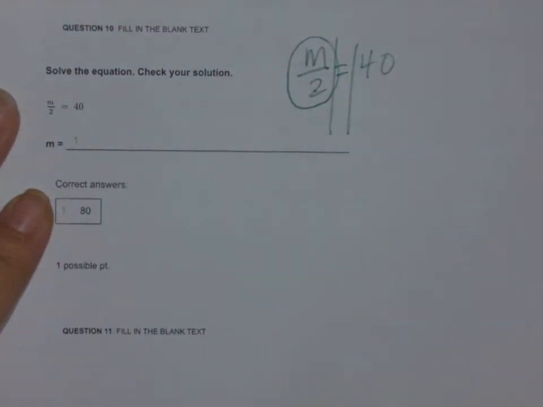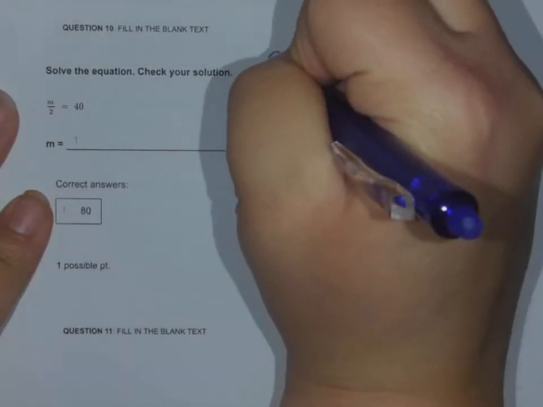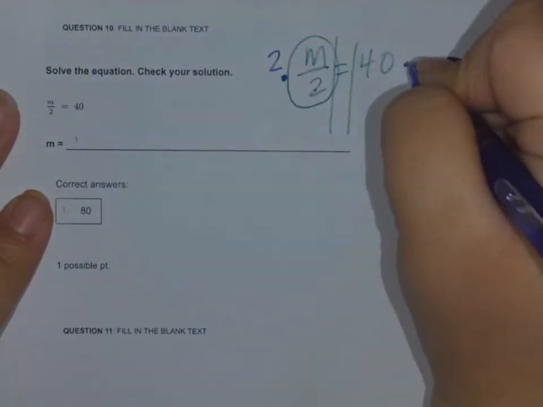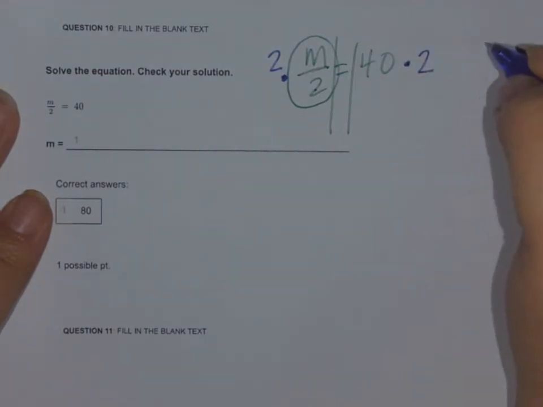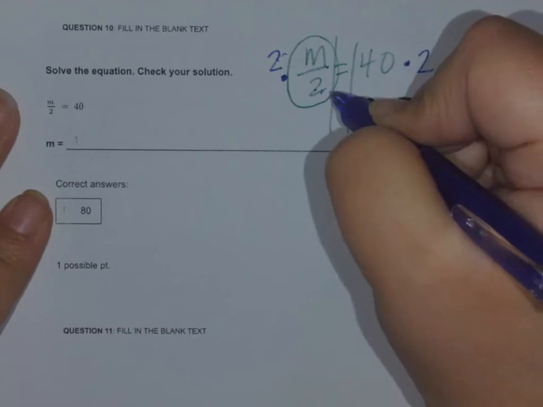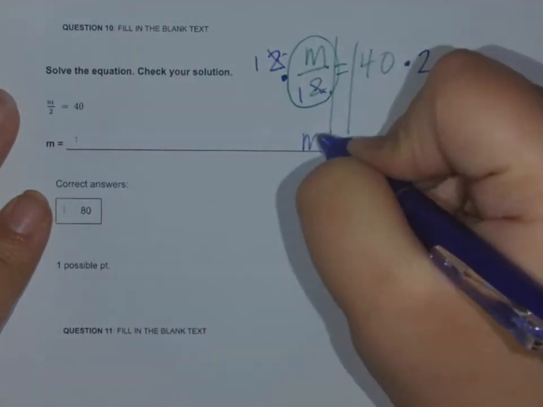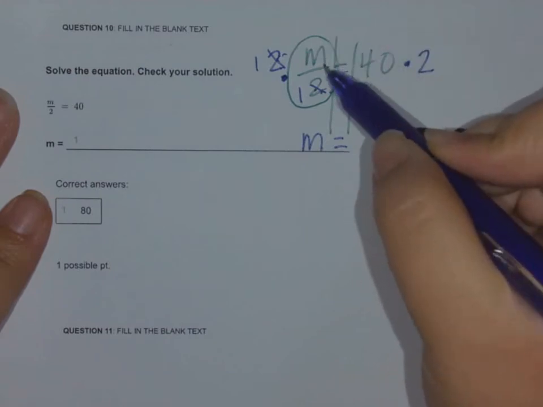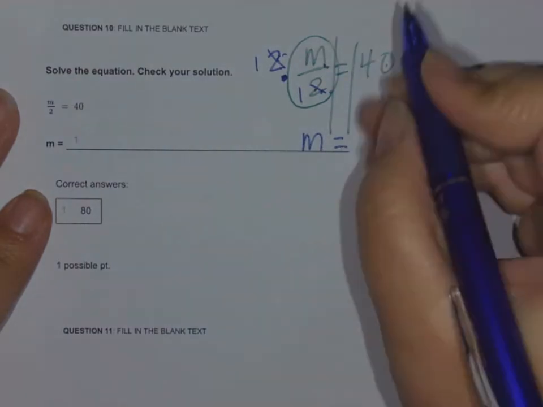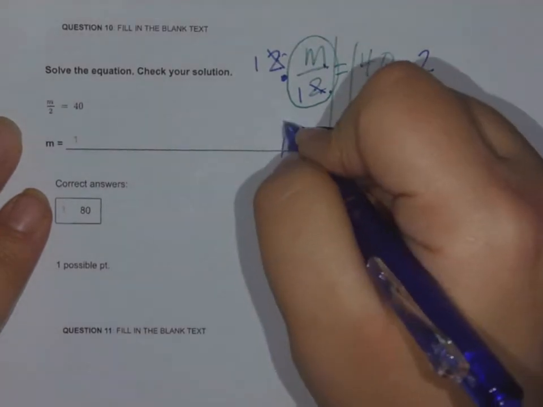So I'm going to do the opposite of division, which is multiplication. I'm going to multiply by 2. Whatever I do to one side, I must do to the other. Okay, and when you have a 2 over a 2, just like cross-simplifying, these become 1s. And so we have m by itself again, which is our goal. M equals 40 times 2, which is 80. And that is what I get for my answer.